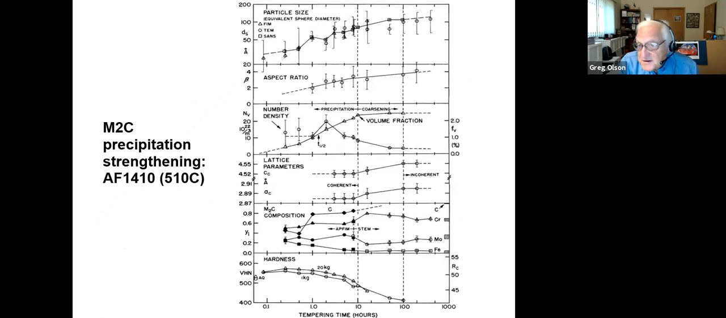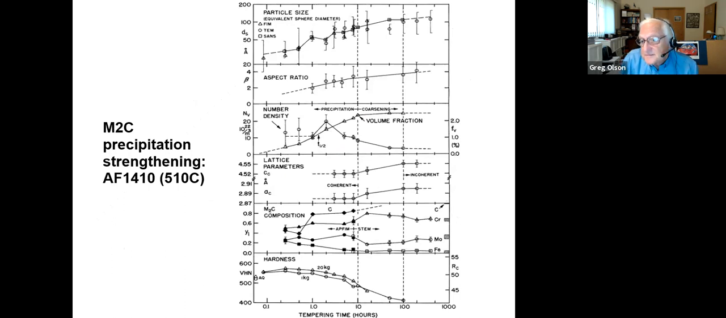The early research in the 1980s began with the highest performance M2C carbide secondary hardening steel, AF1410, and by a vast combination of experimental techniques, we fully mapped out the evolution of those strengthening carbides.